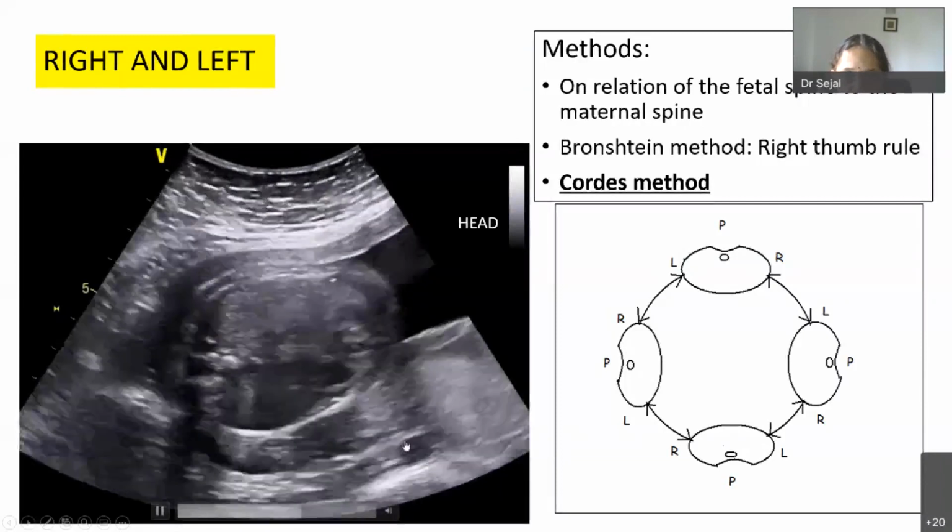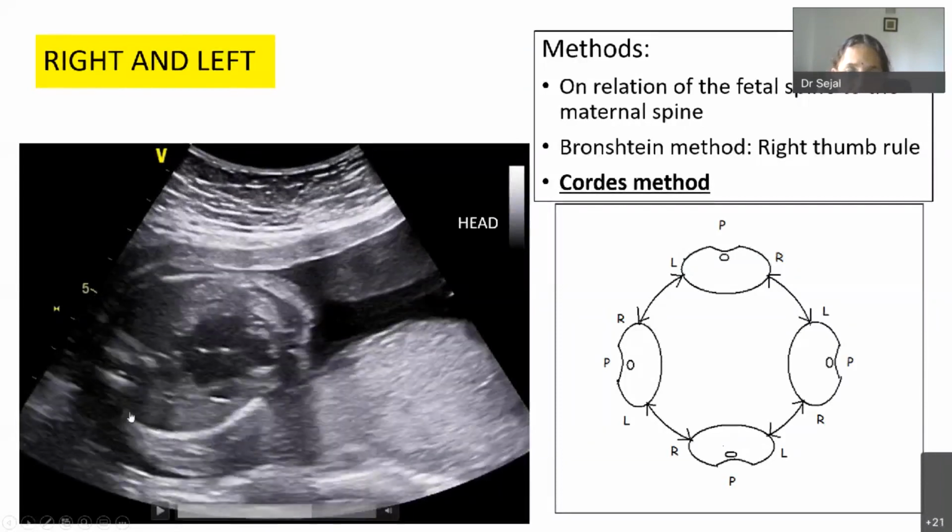Once you cut the thorax, this is the spine and this is the sternum. The heart is here. You need to use this figure to decide which is left and which is right. For example, this is the spine and this is the sternum, so it fits into this figure, spine and sternum. Then this is left and this is right.